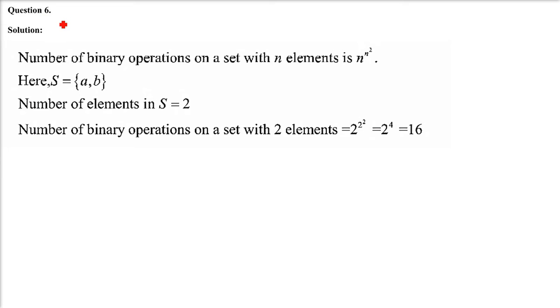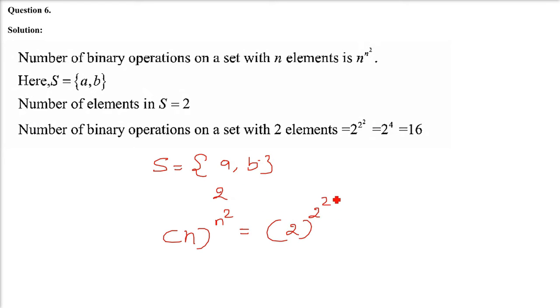Find the total number of binary operations on {A, B}. So you have A, comma B. As I said, don't worry about this. Just worry about how many elements are there. So S is equal to {A, B}. Now we have A and B, right? So how many elements are there? 2. And we know the formula, n to the power n square. So n is 2 here. So 2 to the power 2 square. So this is 4. So 2 to the power 4. That is going to be 16. Okay.